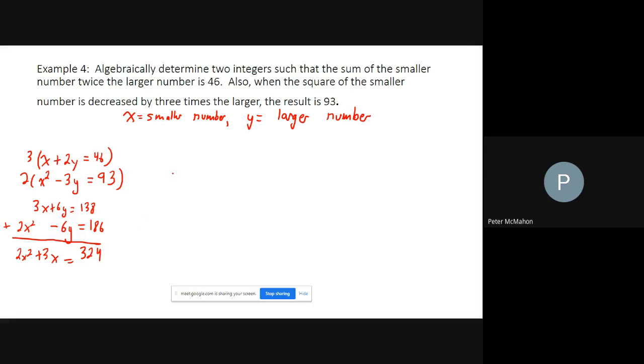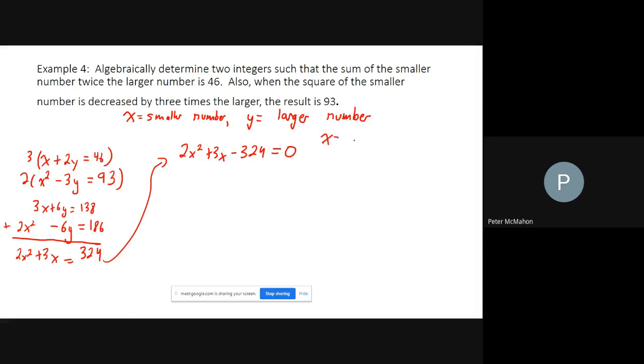And yikes, we're going to have a nasty one to solve here. Okay, so this is going to be 2x squared plus 3x minus 324 equals 0. Okay, now overall, this is a pretty nasty one to have to try to factor. Okay, so I'm not going to try to factor this one. I'm just going to go straight to my quadratic formula.